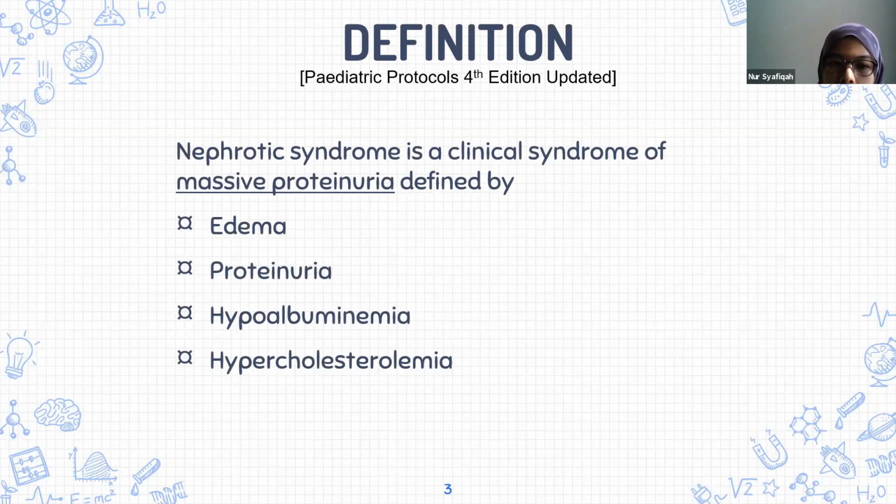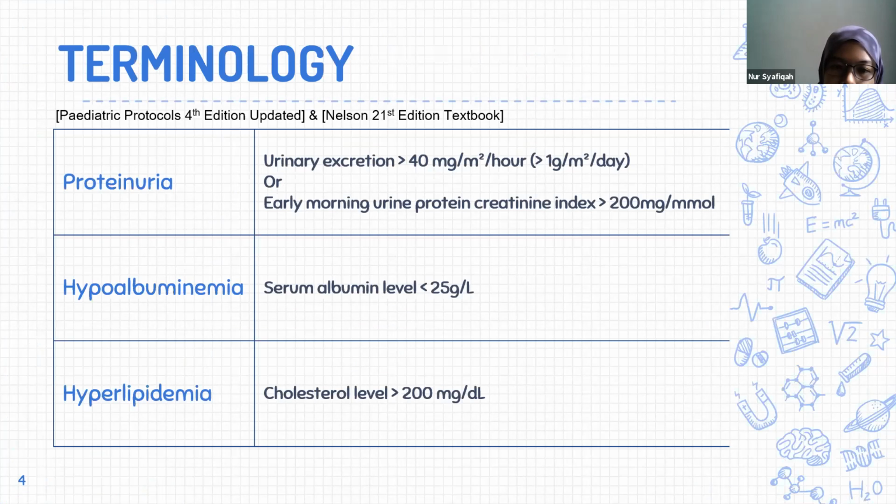So the first one, according to Pediatric Protocols, fourth edition, nephrotic syndrome is a clinical syndrome of massive proteinuria defined by edema, proteinuria, hypoalbuminemia, and also hypercholesterolemia. Proteinuria is defined as urinary excretion of more than 40 milligram per meter square per hour, or an early morning urine protein creatinine index of 200 milligram per millimole. Hypoalbuminemia is defined as serum albumin level below 25 gram per liter, and hyperlipidemia, where cholesterol level is more than 200 milligram per deciliter.